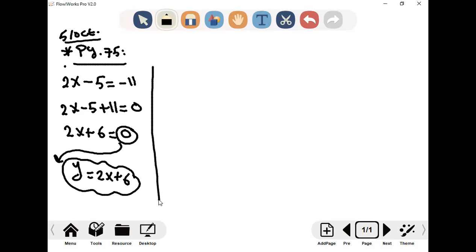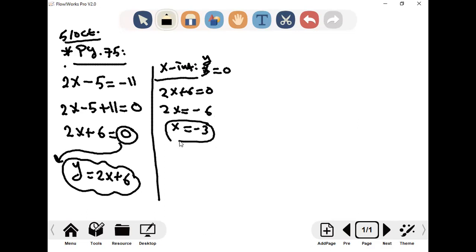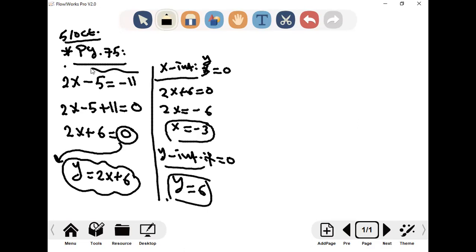I'm graphing it only. So here, to find the x intercept, we know this idea: put y equals 0. If y equals 0, 2x plus 6 equals what? 0. I replaced y by 0. So 2x equals minus 6, which means x equals what? Negative 3. This is the x intercept. To find the y intercept, put x equal what? 0. Replace x by 0, y will be what? 6.